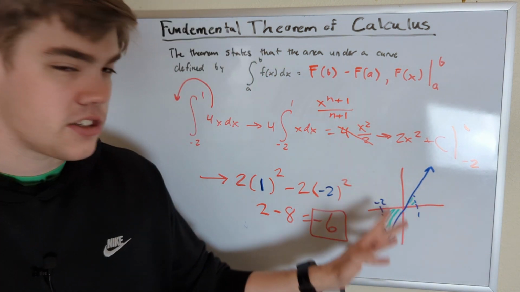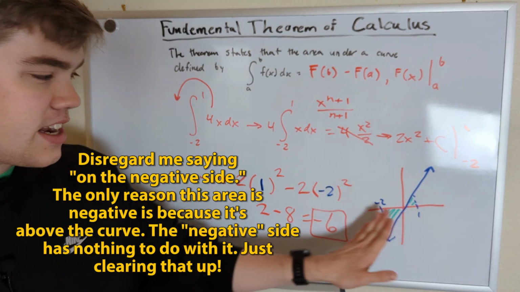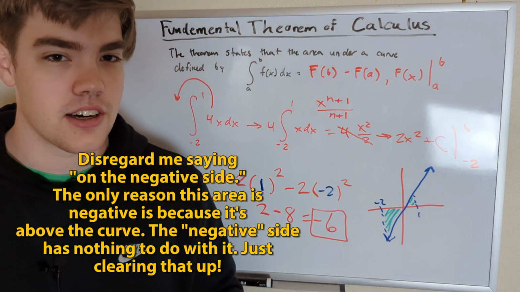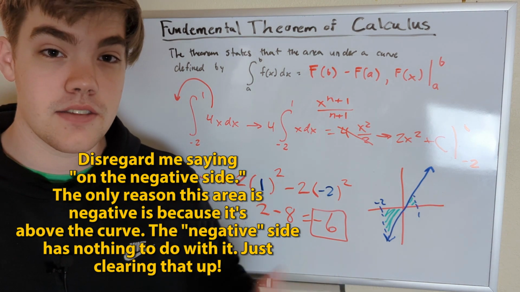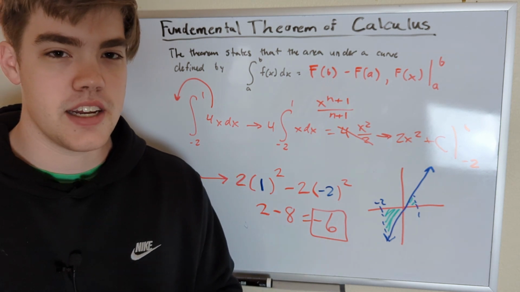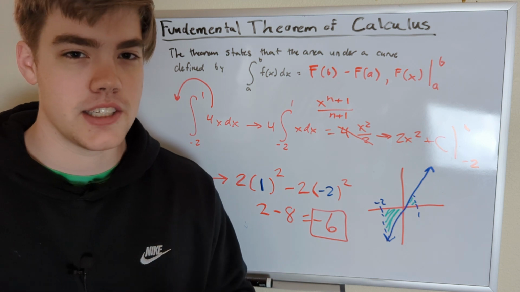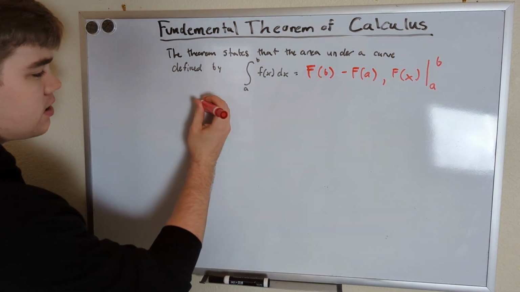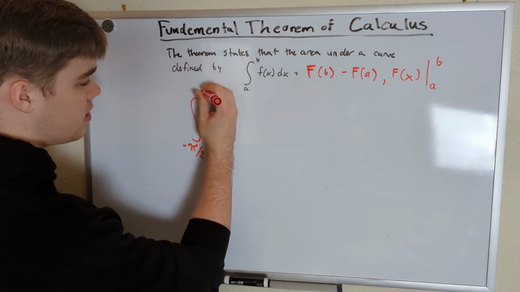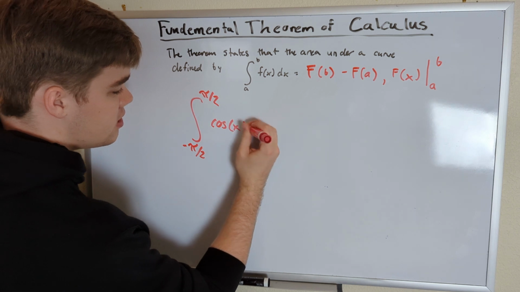This little area here is 2, we got that here, and this area here is 8, but since it's on the negative side or above the line here, it's not actually area defined under the curve, it's area defined above the curve. So technically we have to subtract that area to get -6. So that's why that answer ends up being -6. I know it's a little bit counterintuitive, but that's what the answer is. Let's do a couple more examples. Let's now find the area of the definite integral defined from -π/2 to π/2 of cosine x dx.